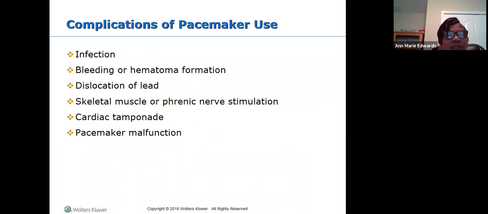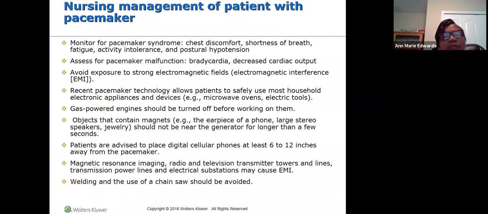Complications of pacemaker use. Infection is a big complication, and bleeding. There can be dislocation of the lead, skeletal muscle, or phrenic nerve stimulation. Cardiac tamponade is a big one too. And the pacemaker can malfunction. And some of the things that make your pacemaker malfunction, we're going to look at them.